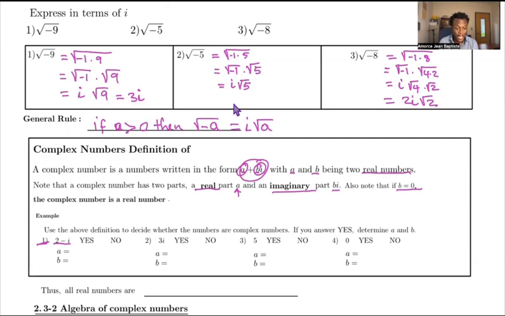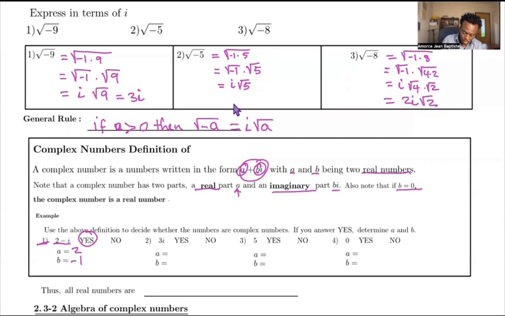You probably said yes. Now, what is a? You said a is 2. And what is b? No, b is not negative i. b is the coefficient of i. That means b is -1.